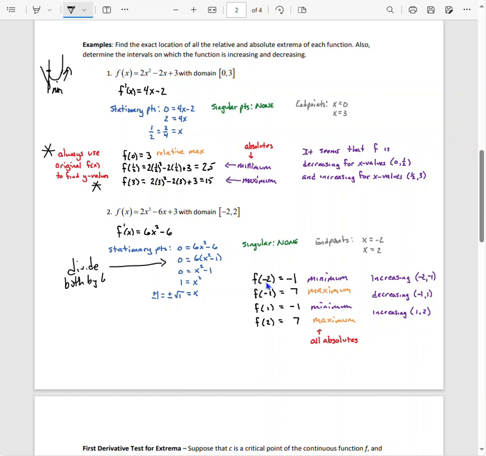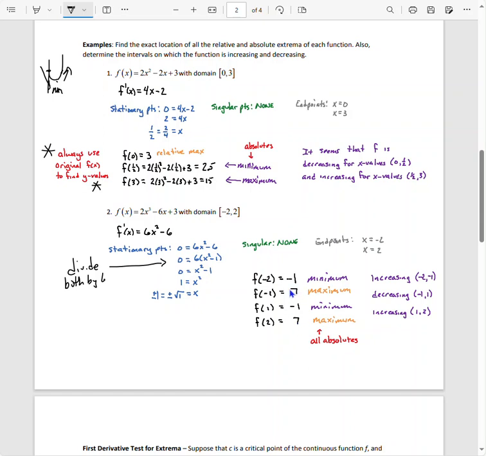I'm going to evaluate f of -2, f of -1, f of 1, and f of 2, always in the original function to find my y values. When I put -2 in for x, I'll get -1 out. If I put -1 in for x in the original, I'll get 7. And I keep evaluating. F of 1 equals -1, f of 2 equals 7. So I know the only places where maximums and minimums can occur are these 4 x values. These are the corresponding y values that go with them.